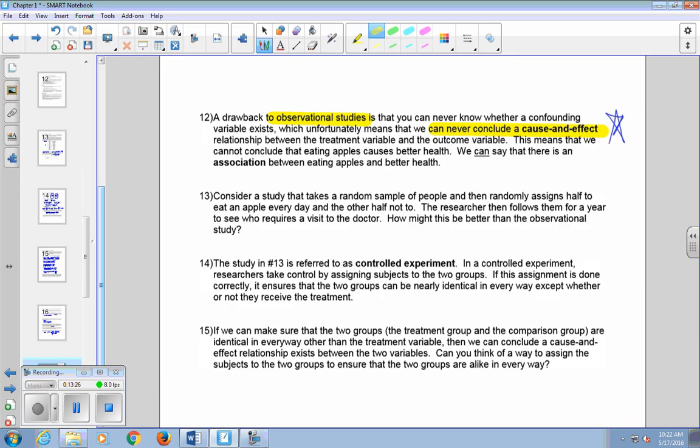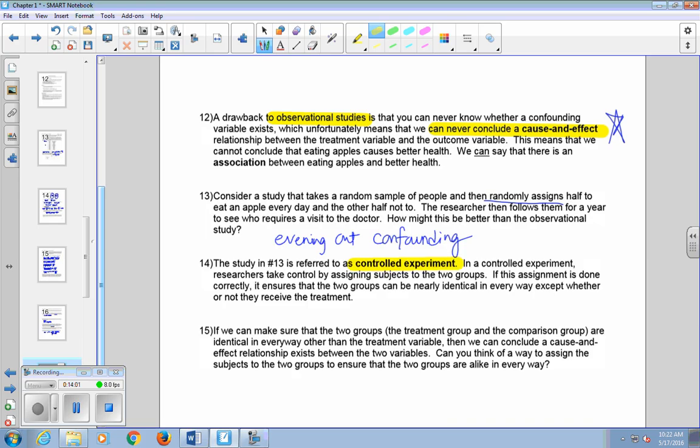So we have a random sample of people and we're randomly assigning them to groups, asking half of them to eat the apple. So we might be evening out confounding variables. In other words, we're asking people who may have a healthy lifestyle to eat apples and who may not have a healthy lifestyle to eat apples. So the study in 13 is referred to as a controlled experiment.